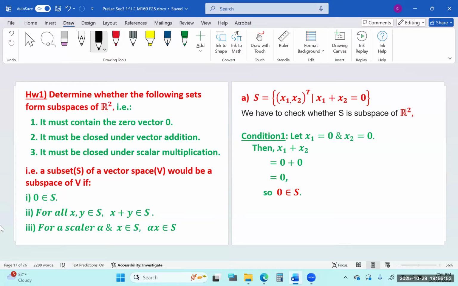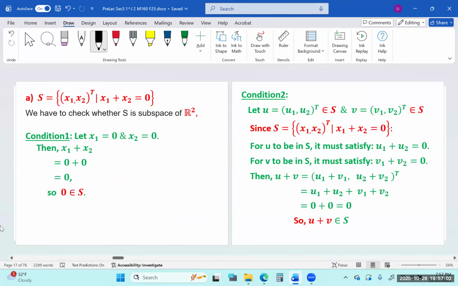So for 0, our condition is satisfied. The 0 vector is inside this set. Now the second condition says, if you add any two vectors, then again, their sum has to give you 0.